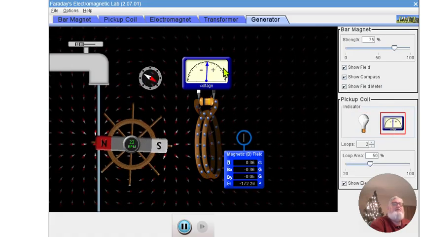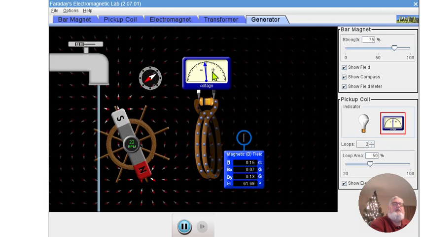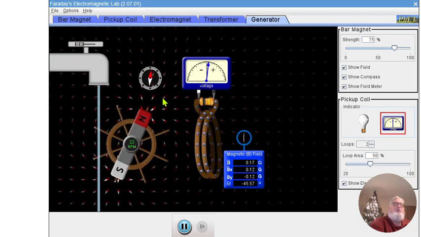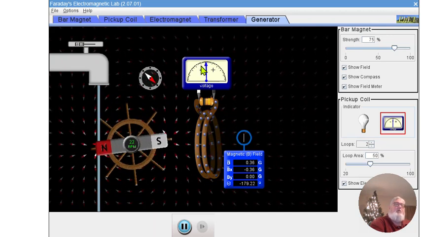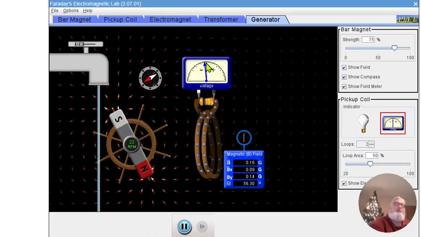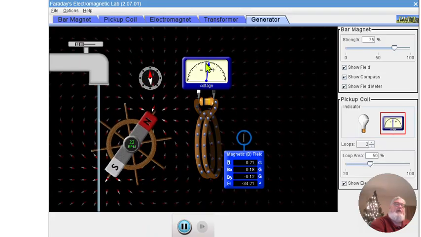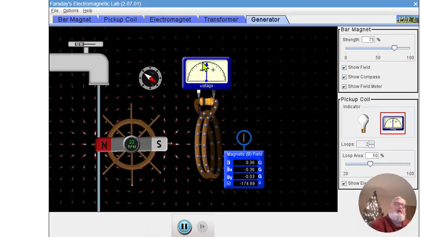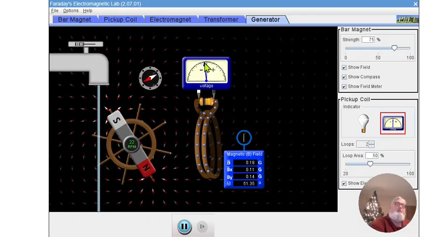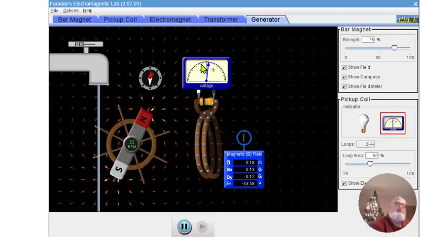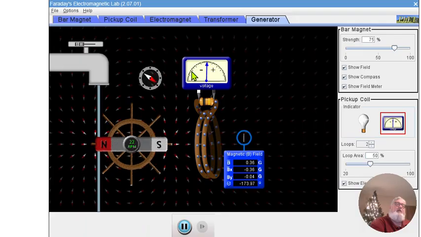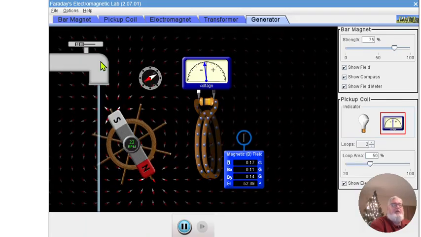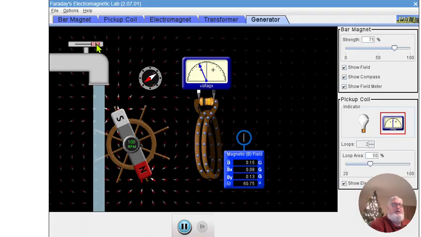Notice the meter is not calibrated, so we're going to have to figure out what each of these tick marks means. Notice that we have one tick mark here, then three little tiny ones, and then one big one. So in other words, that's 0, 1, 2, 3, 4, 5, and all the way here to 10, 15, 20.